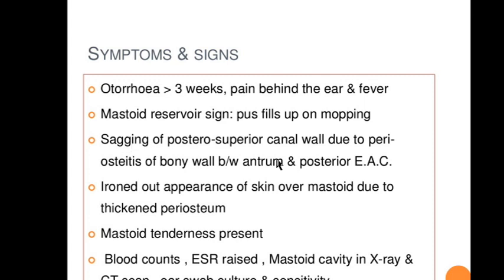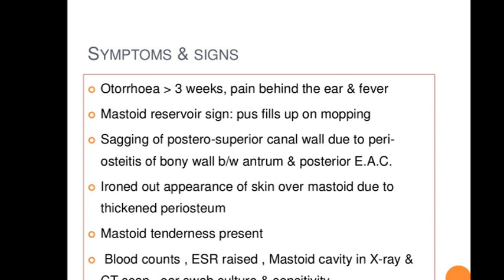Sagging of posterior superior canal wall due to periosteitis. Now what is the meaning of this? So the terms you focus on: otorrhea, pain, fever, mastoid reservoir sign, sagging. Sagging, you know what is sagging? You have seen Lakshman Jhula. Over the years it has sagged down. So a rope for a long time will sag. So sagging means bowing down.